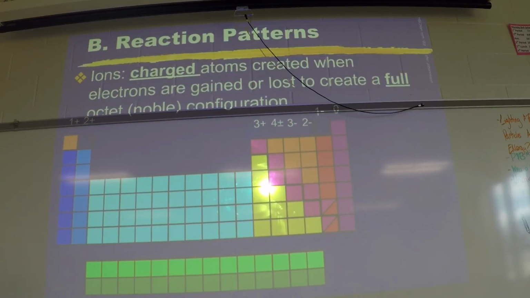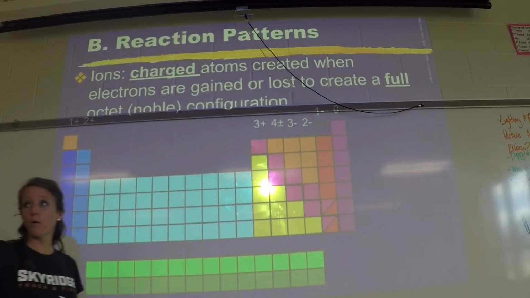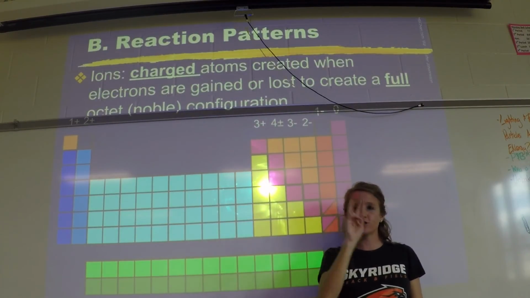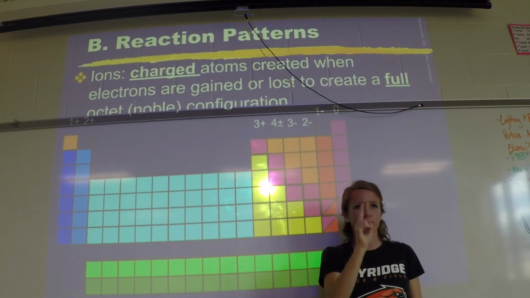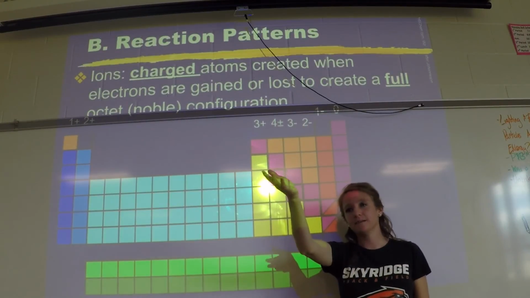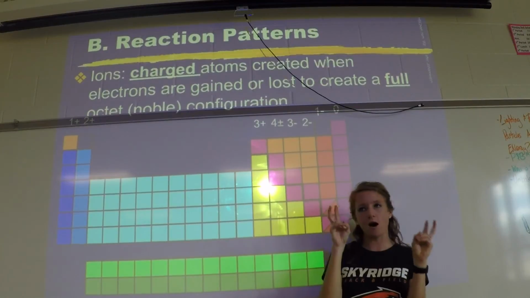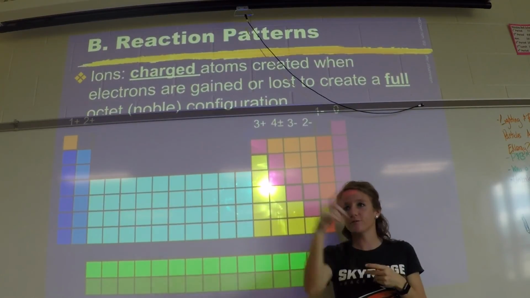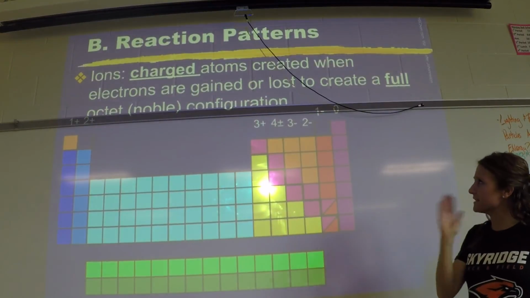Nathan, did you have something? Isn't helium the exception? Yes, good point, right? Because how many electrons does helium actually have? Just 2, but is 2 considered full for helium? Yes. So that's where saying it's a full octet isn't always true. We're really just looking for a full shell. So yeah, good point.